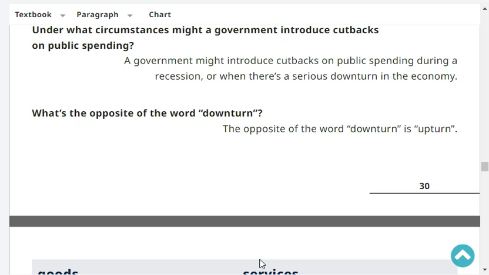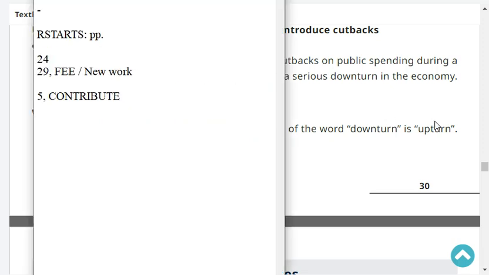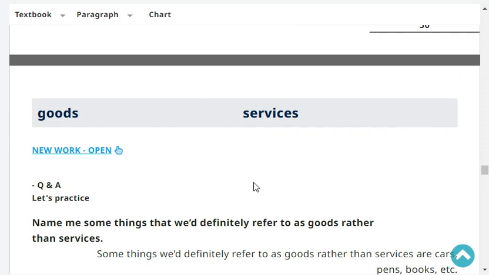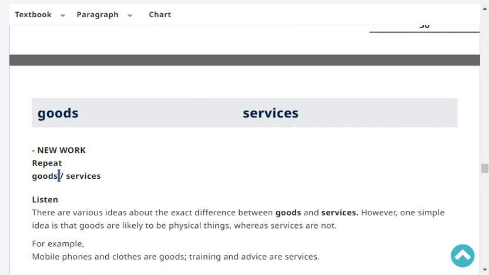What's the opposite of the word downturn? The opposite of the word downturn is upturn. Very good. Next, repeat goods, services.